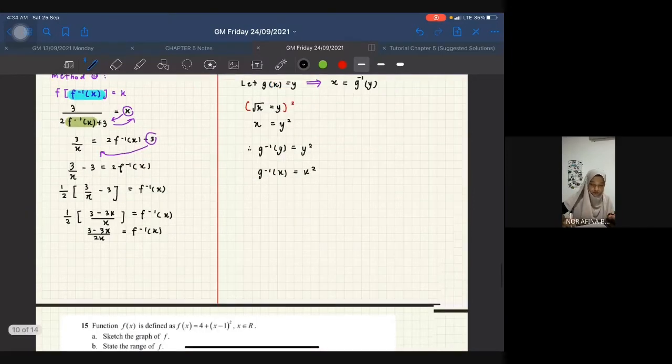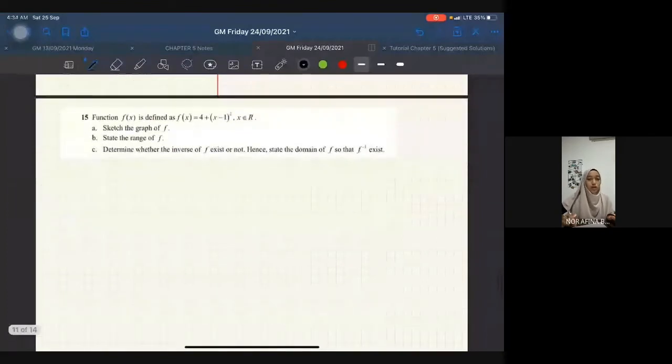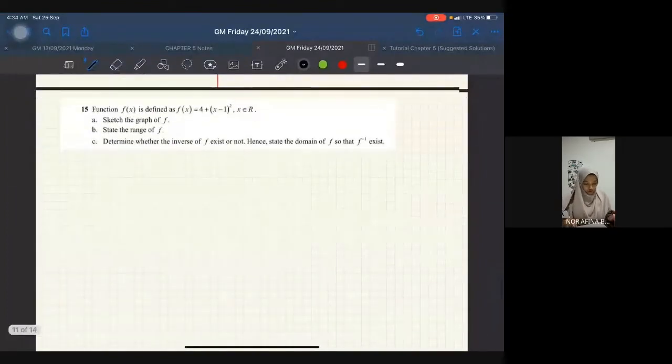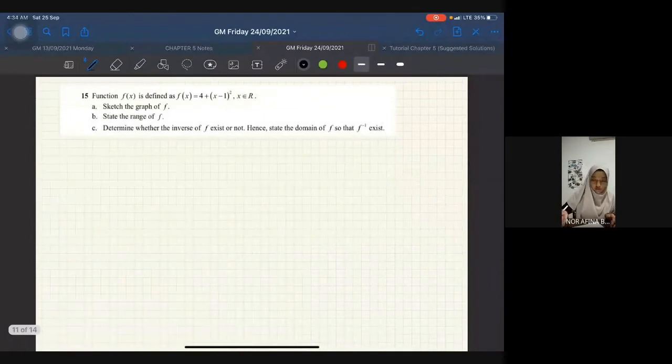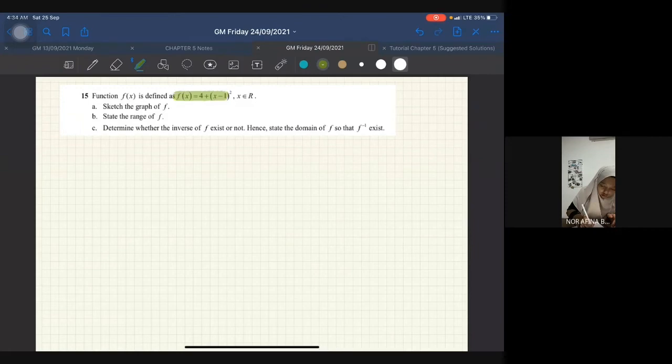Alright, so jom kita try tengok nombor 15. Soalan tutorial nombor 15. Okay, so we have a function. We are given a function f of x is equal to 4 plus x minus 1 squared. So it's a quadratic function. Okay, so for the first part, dia minta kita sketch the graph of f. Okay, so I'm going to make it fast dekat sini. Saya akan terus lukis graph of f dekat sini. So nanti awak boleh buat sendirilah macam mana steps by steps on how to draw the graph.